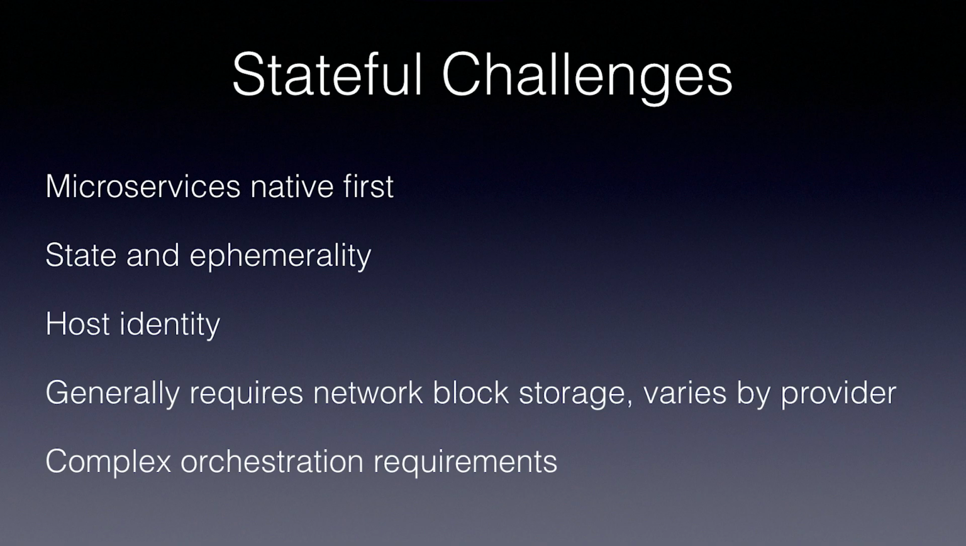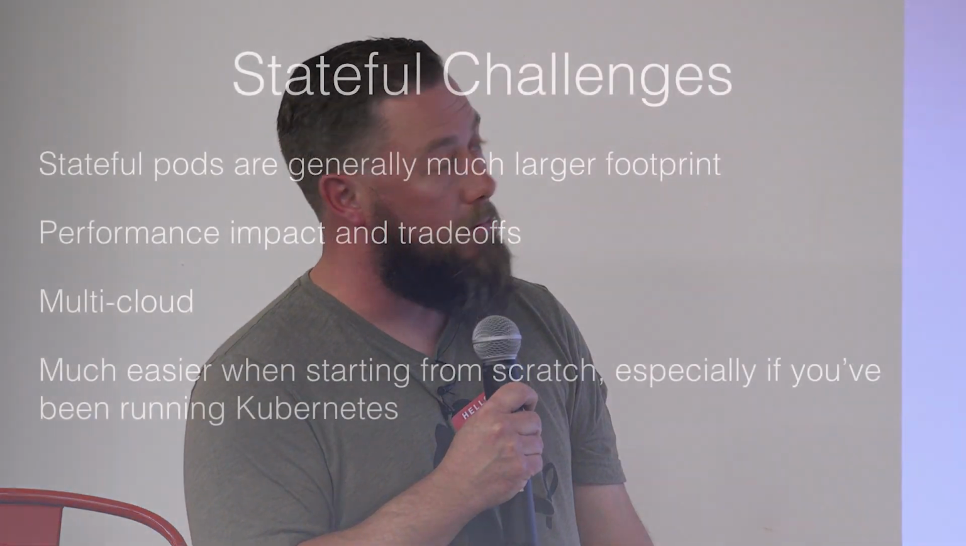Host identity is a challenge. Using IPs to make all your pods talk to each other in distributed systems is a bad idea, especially if you use preemptible nodes like I do because it's cheaper on GCP. It generally requires network block storage, which will vary by provider, and that piece can be an EFS, EBS, GCP disk, whatever. And there are really complex orchestration requirements, which we'll talk about a little later.